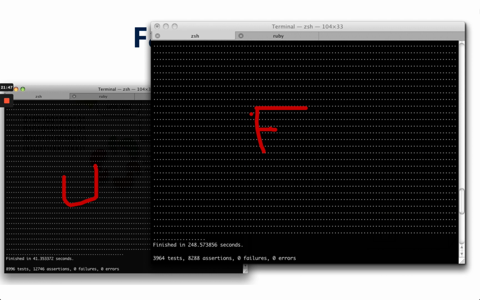This is a Ruby on Rails project. So about 9,000 unit tests in 41 seconds. The functional testing at the same time ran about half as many tests and took 248 seconds, which is about 4.5 minutes. So that's the difference between reaching out to databases, et cetera, and just mocking and stubbing everything, even in a language that's not known to be super performant, like a Ruby project.